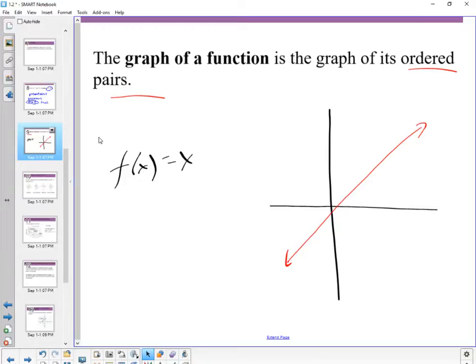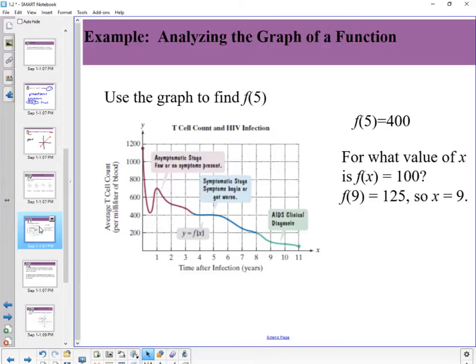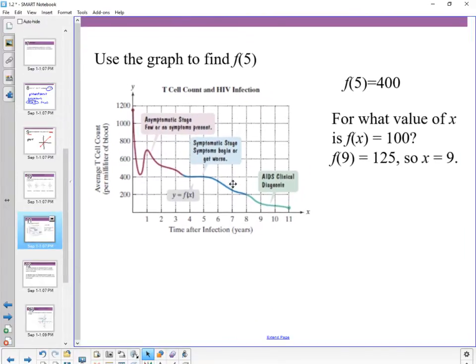So, vertical line test. Vertical line test is really that. If you draw a vertical line through the graph, at any point, and you hit 2 points, then it's not a function, right? So, is this a function? Is this a function? Is this a function? No. All right, cool beans.